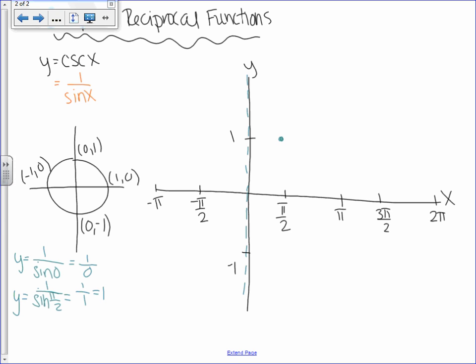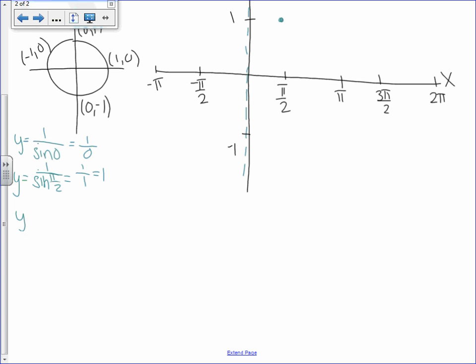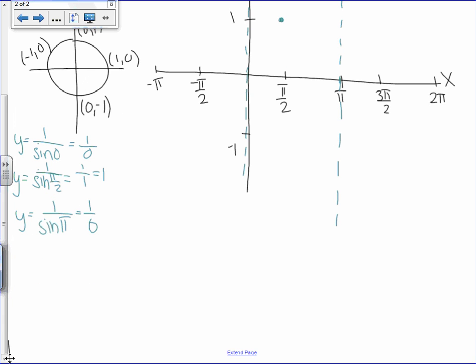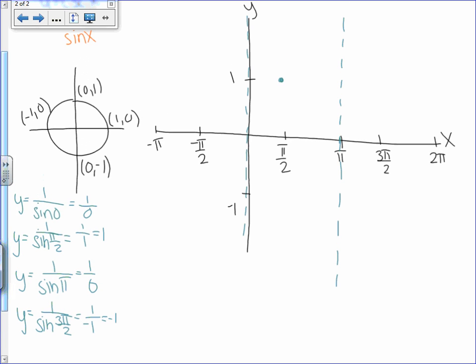Now we can go ahead and do pi. Let me extend my page. So now I'm doing the cosecant of pi, which is 1 over the sine of pi. The sine of pi is 0 though, so you get another undefined. So at pi, I'm going to have another asymptote because it's undefined there. I can also do 3 pi over 2. So the cosecant of 3 pi over 2 is 1 over the sine of 3 pi over 2. That's going to be 1 over negative 1, which is just negative 1. So at 3 pi over 2, I'm here at negative 1.